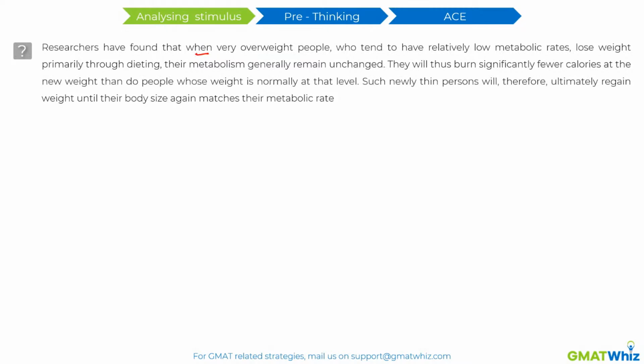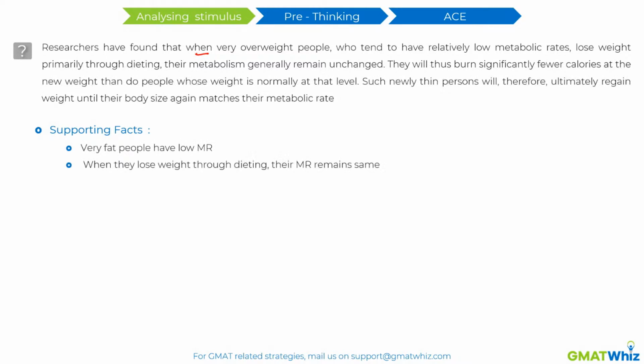So when such people with low metabolic rates lose weight primarily through dieting, okay, so then we are being told how they lose weight. Majorly through dieting, their metabolisms generally remain unchanged. So, supporting fact given to us is very fat people have low metabolic rates. When they lose weight through dieting, their MR remains the same. All right, so far so good. So, what do I need to do about this? Why am I being told this?